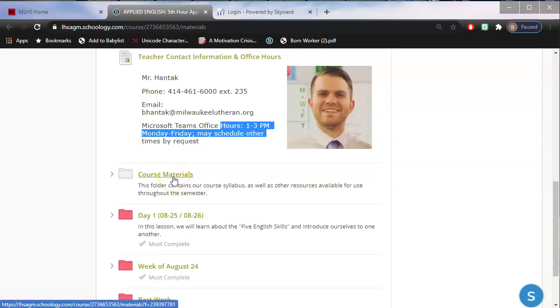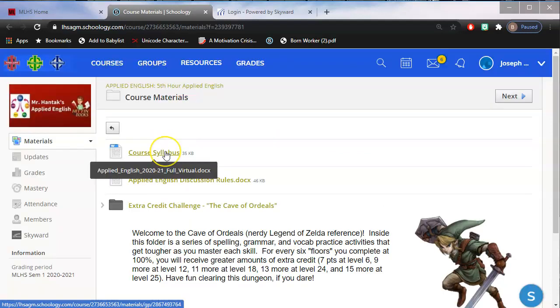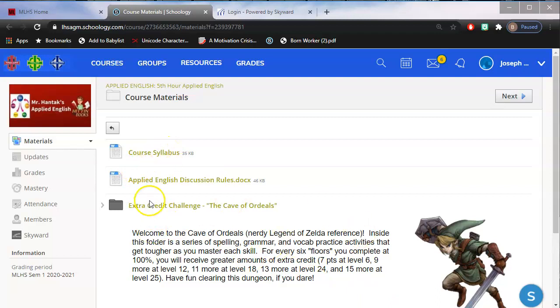Your teachers should have some sort of course materials folder. For me, this is a landing page for documents that are important throughout the semester, like our course syllabus, our discussion rules, a folder of extra credit materials. That'll really depend on who you have as a teacher, and these folders may be empty as it is right now, just because your teachers don't have anything to add into them just yet. I know I'm going to have to be adding more and more of these materials in as my semester goes on.